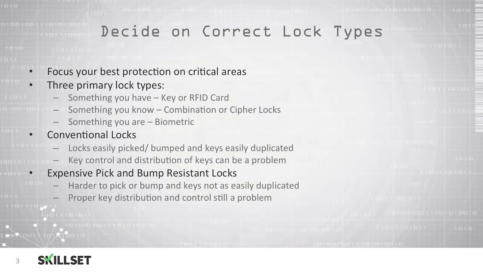There are 3 primary types of door locks: something you have, such as a key or a radio frequency ID card; something you know, such as a combination or a cipher lock; and something you are, like a biometric lock that uses an employee's fingerprint to grant access. You should use commercial grade or higher quality door locks because conventional locks can be easily picked, can be defeated with bump keys, and keys can be easily duplicated.